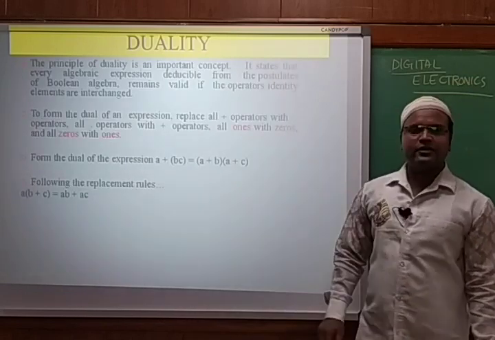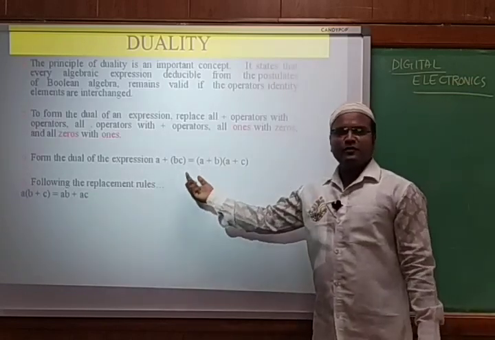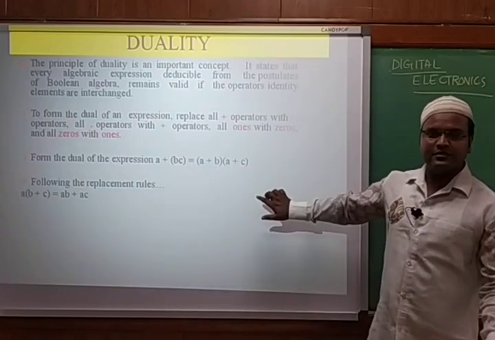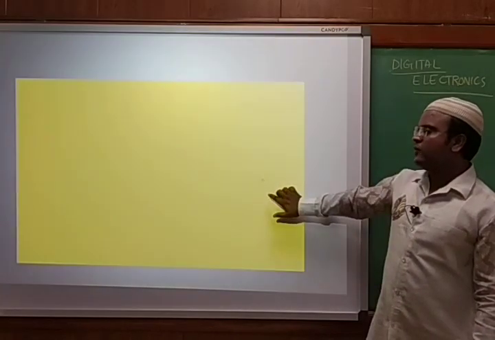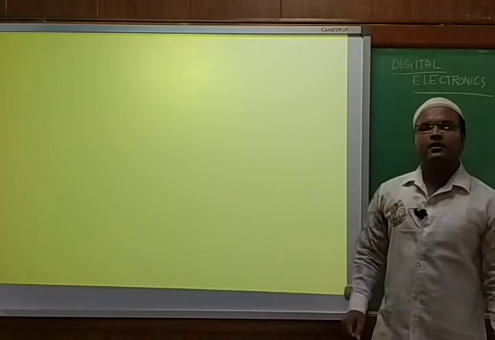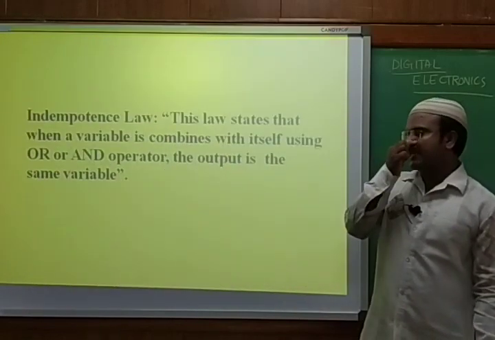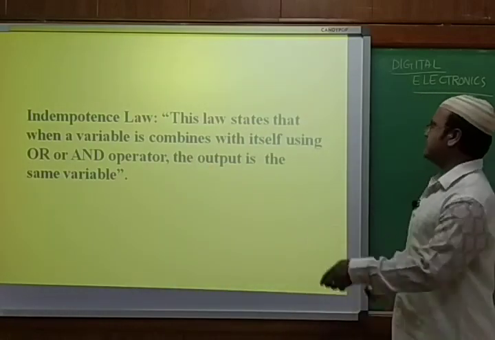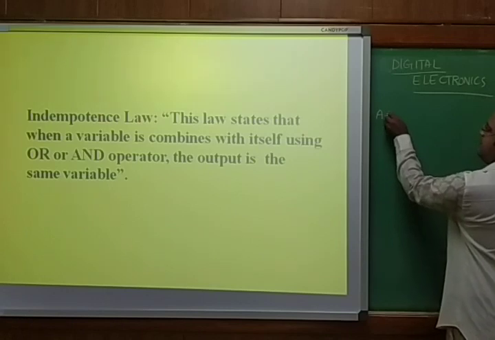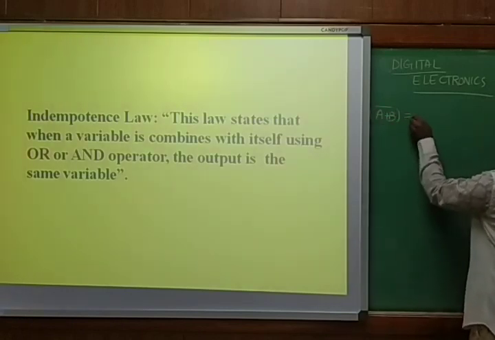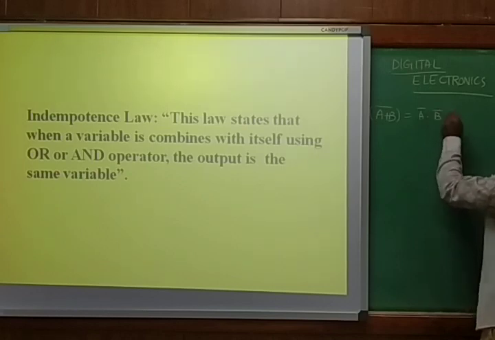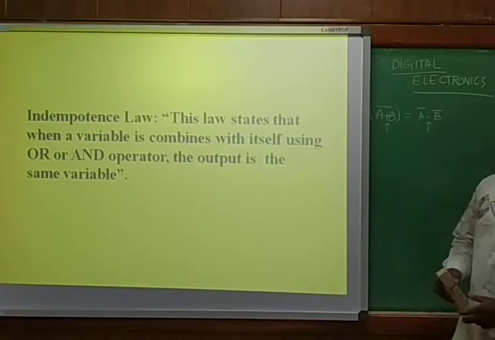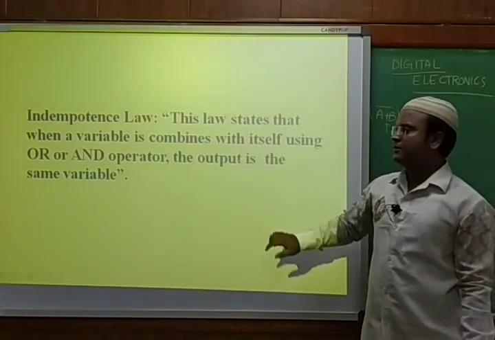So what is the duality? A statement a plus b into c can be written as a plus b into a plus c. These things also we discussed in the previous class. Likewise, we have seen problems of this kind, how we can change or into and, and and into or by using this theorem, that is, a plus b whole complement we can modify into a complement into b complement. That means this or operator we are modifying into an and operator. That is also the idempotence law we have seen.